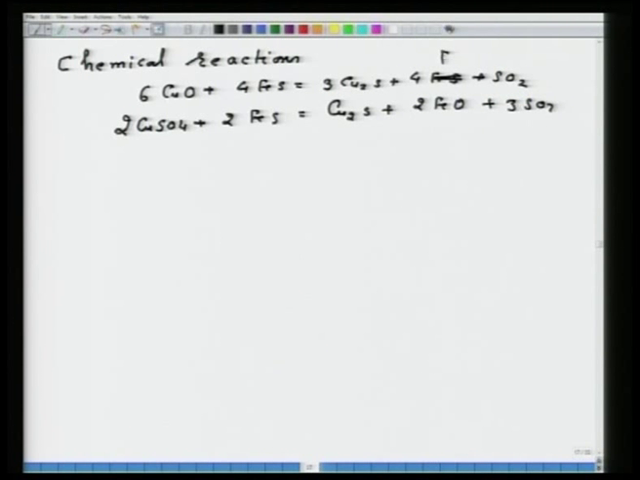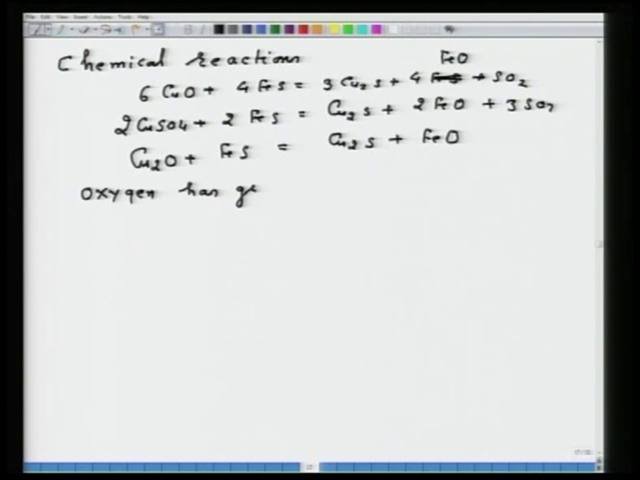Now, here this should be FeO. Then you have Cu2O plus FeS, that is equal to Cu2S plus FeO. Now, that is what some of the reactions. Now, sometimes oxygen has greater affinity for iron than copper. So, the unreduced FeS may react with Fe2O3 or Fe3O4.